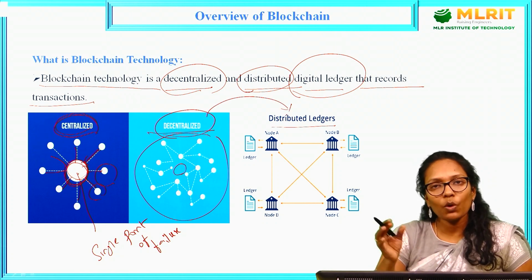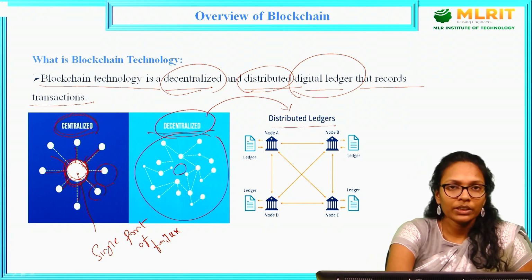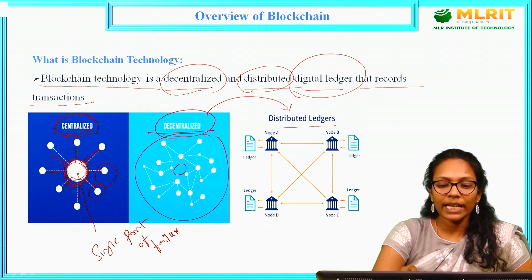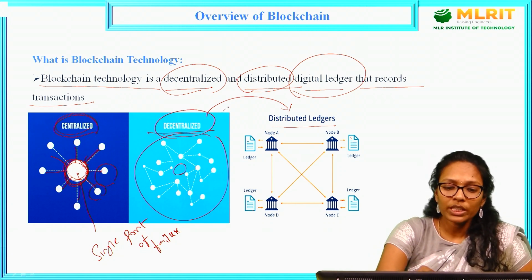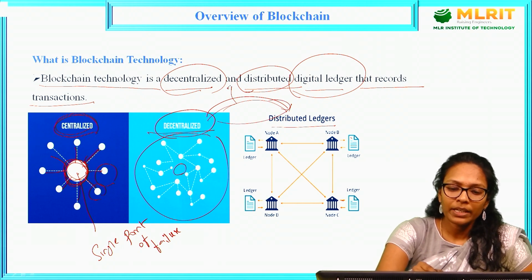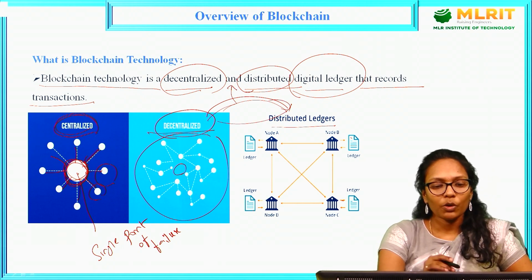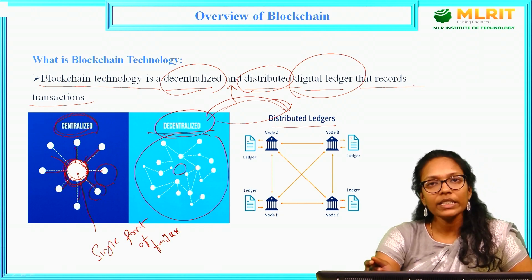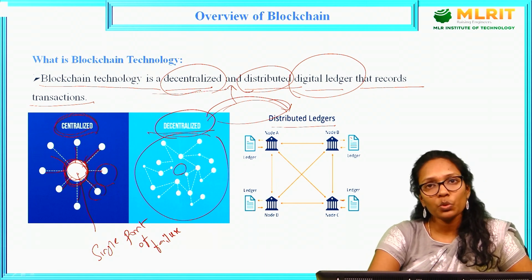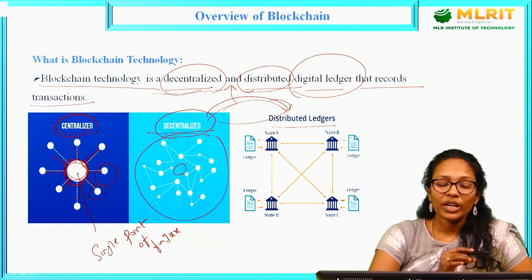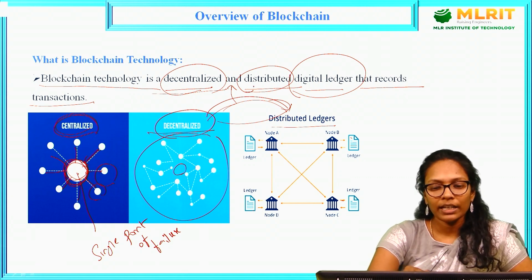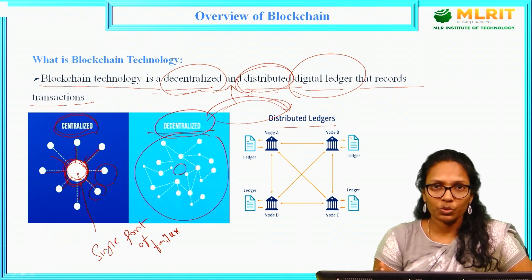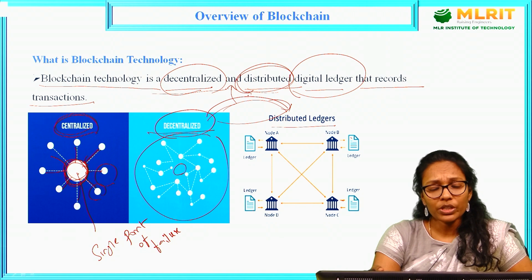Distributed ledger means that whatever data is maintained in the server in the centralized system, the same copy will be distributed to all the nodes in the decentralized and distributed system. Both these things can be achieved by using blockchain. So blockchain technology is a decentralized and distributed digital ledger. Decentralized means there is no central authority to take the decision; everyone has equal right to take the decision. And coming to distributed, a copy of the ledger will be maintained at each client or each node.